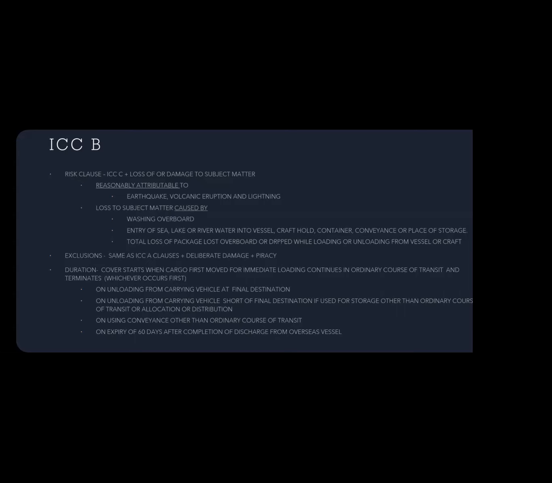Then total loss of package, which is lost overboard or dropped while loading or unloading from the vessel or craft. So in loading or unloading, only total loss of package or container will be covered. So these are the four extra things that are there in the ICCB clause. Exclusions will be the same as ICCA clause. Similar to ICCC, deliberate damage and piracy will be excluded in addition to the ICCA exclusions.